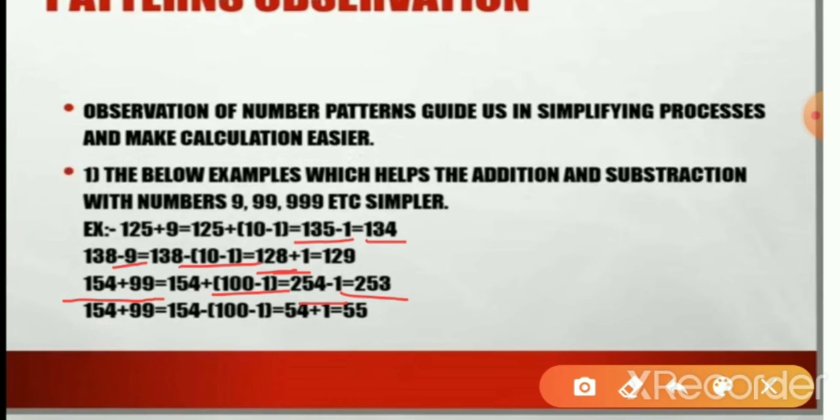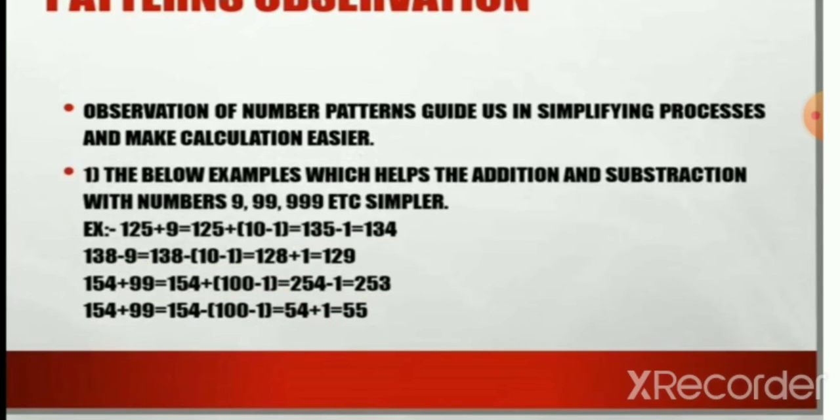In the same manner, the last one is 154 plus 99. So to 99 we can write 100 minus 1. So first we will subtract 154 and 100, so we will get 54, and here minus is plus 1. And 54 plus 1, that is 55.